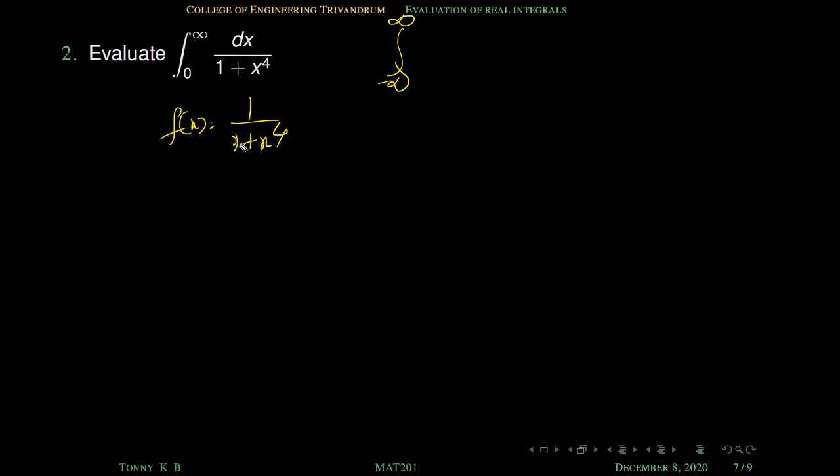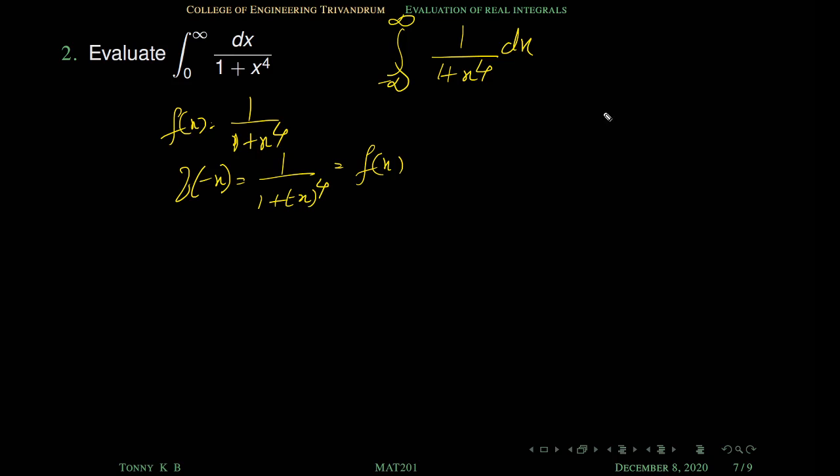It is clear that this function is even, right? Because if you replace x by minus x, then what happens? This is 1 by 1 plus minus x raised to 4, which is the same as f of x, 1 by 1 plus x raised to 4, isn't it? So this function is even. Okay, so what about the integral from minus infinity to plus infinity of 1 by 1 plus x raised to 4 dx?